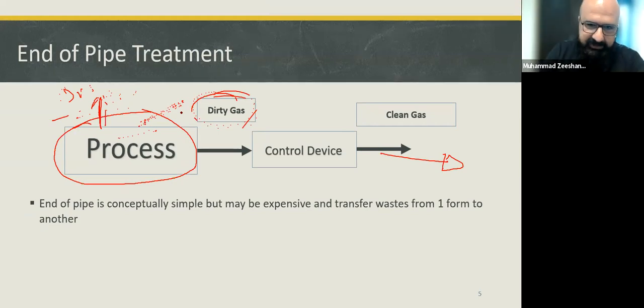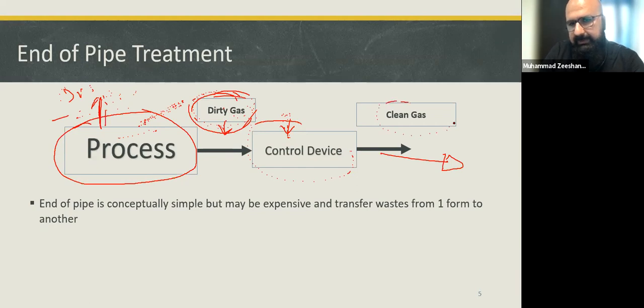So we pass that dirty gas through certain equipment, right? And that equipment removes one particular pollutant out of that dirty gas. That dirty gas is supposed to be a mixture of gases, right? Some of those gases may be harmful, some of them are less harmful, some are more, some are not harmful, right? So normally this dirty gas is a mixture of gases. Some of those gases are declared as pollutants, and one control device removes one particular pollutant out of that dirty gas, makes it comparatively cleaner gas.